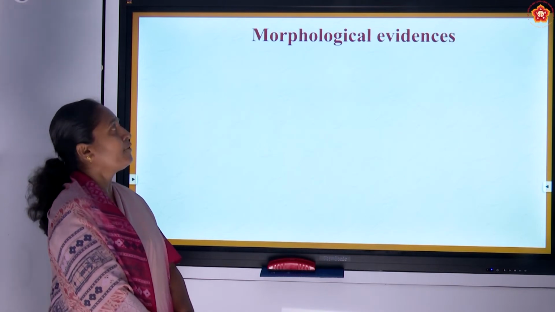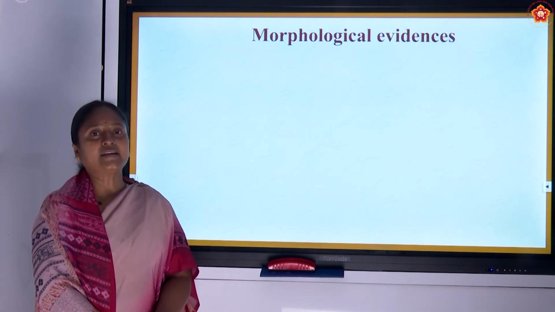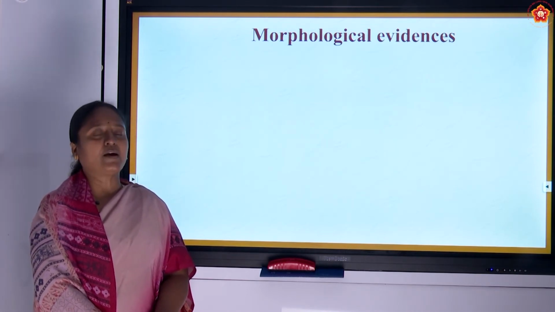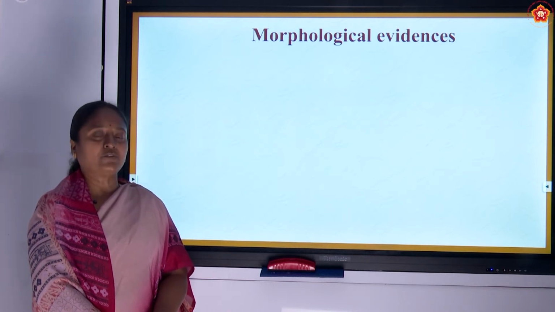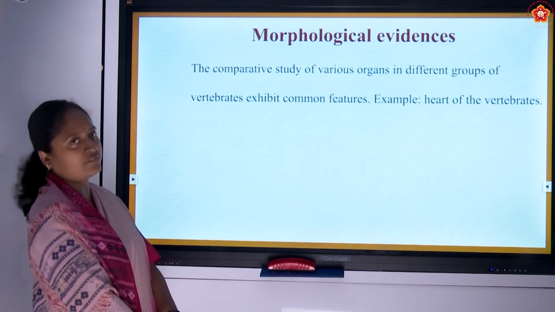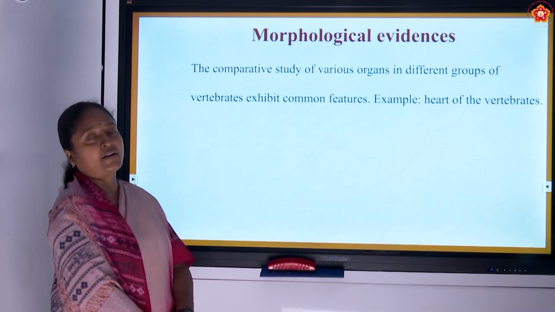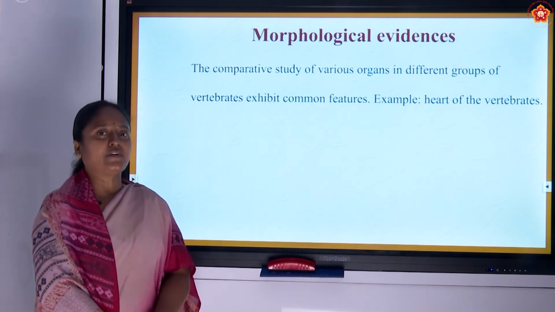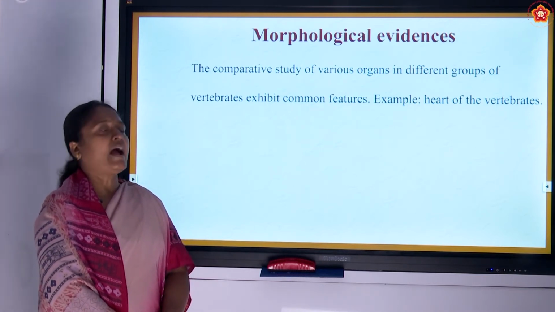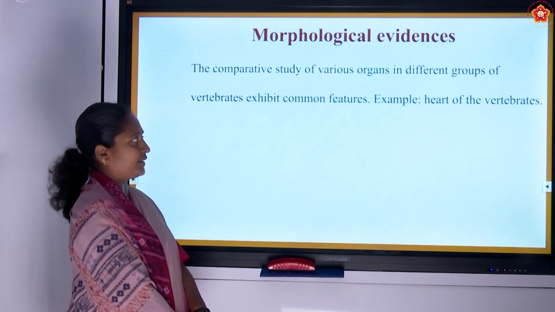First we will see morphological evidence. What is morphology? The outside external characters that you can see in the organisms is known as morphology. From the outside characters we can see the difference, and then it is a morphological evidence. We have to take a comparative study of various organs present in different kinds of organisms, and then find what common feature is present.